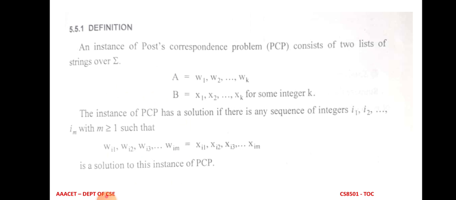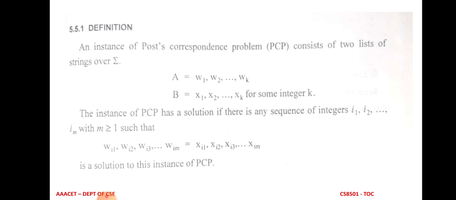An instance of PCP has a solution if there is any sequence of integers i1, i2, up to im, with m greater than or equal to 1, such that we equalize the two lists' strings, A equal to B. So Wi1, Wi2, Wi3, up to Wim is equal to the B list, xi1, xi2, up to xim. This is the solution of an instance of PCP.